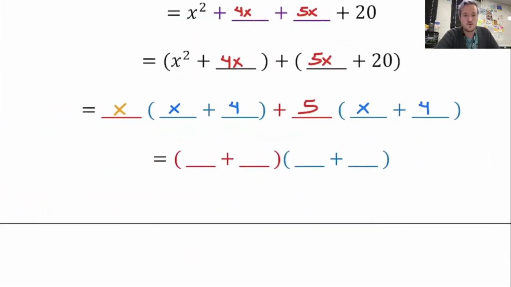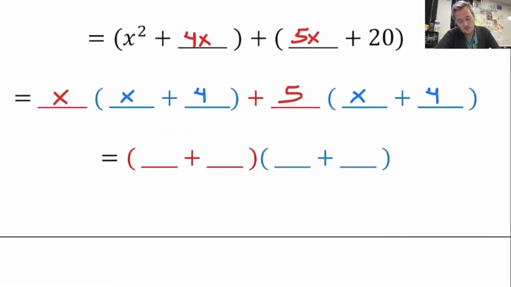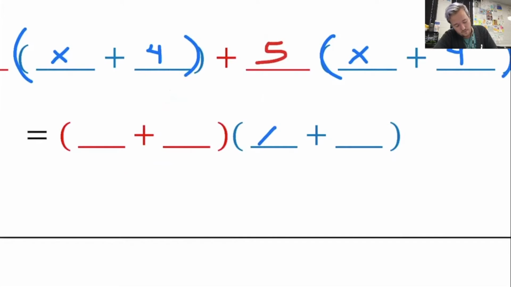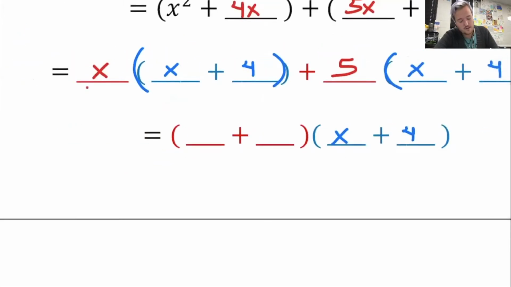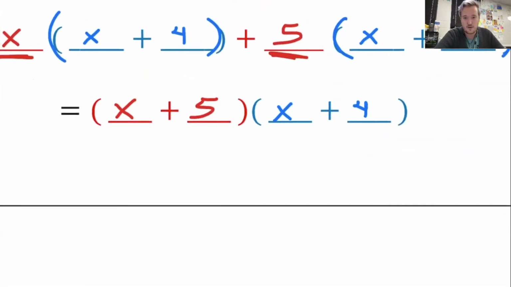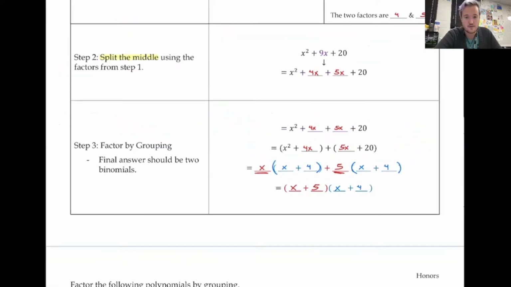All right, so notice the values in parentheses. Let's change this to red. These values in blue, I have x plus 4 and x plus 4, so I'm actually going to rewrite that in the bottom. And what's in red, what's on the outside of the parentheses, that's going to become its own term here. So our two binomials are x plus 5 and x plus 4. That would be our final answer down there.